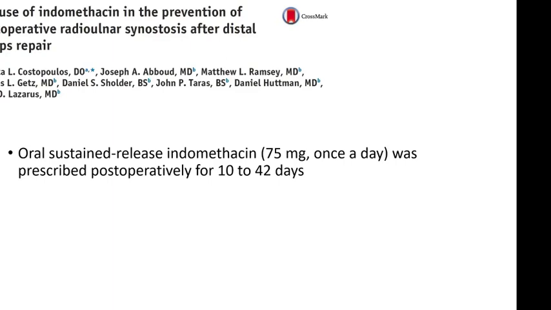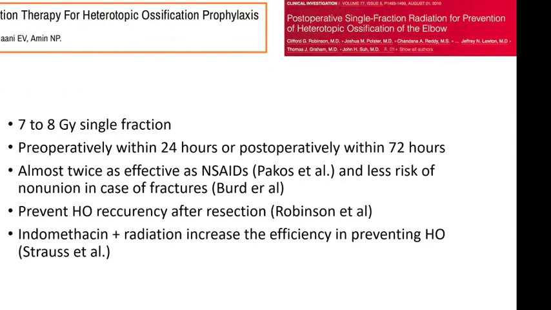Recently, Kostopoulos and al. demonstrated the efficacy of the use of post-operative indomethacin for the reduction of ASHO formation in patients undergoing biceps tendon repair. ASHO could be prevented by using low doses of radiation within 72 hours of trauma to alter the differentiation of progenitor cells in the tissue involved, because of their high radiosensitivity.